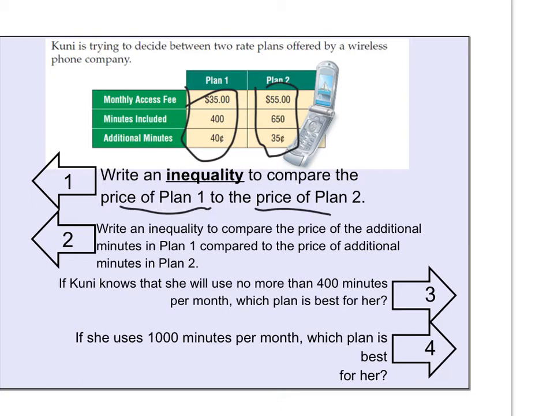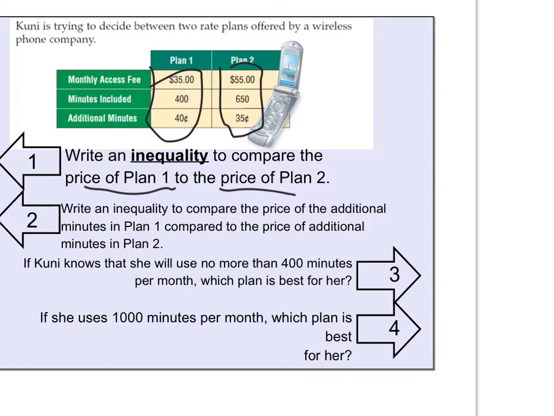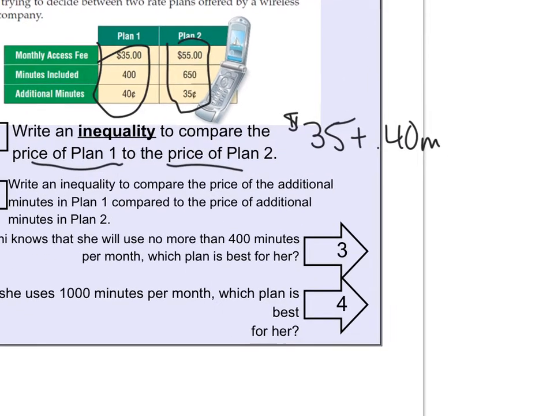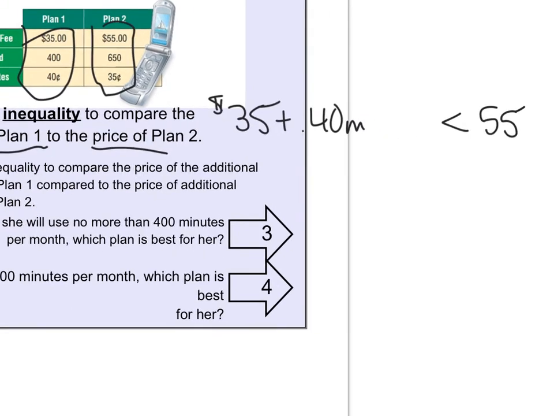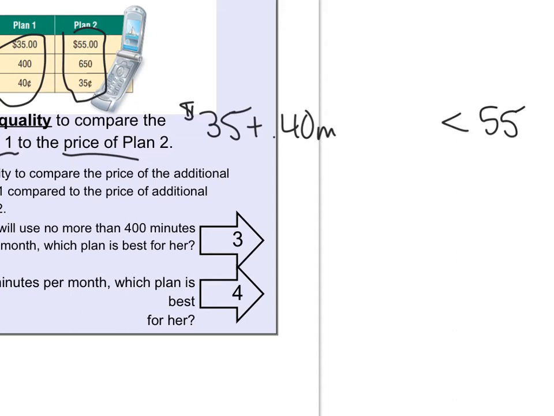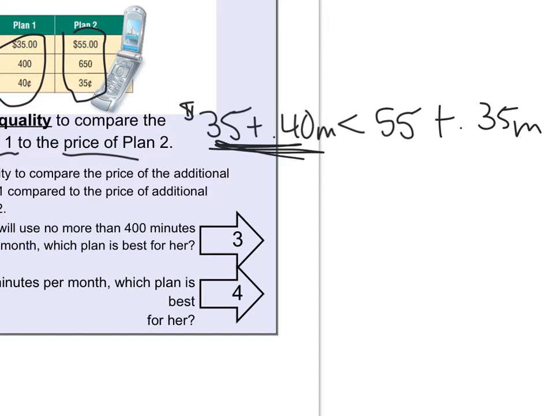So if you're looking at just the inequality, I mean just comparing the prices, all you need to do is say this. You know what, $35 plus 40 cents per minute after that is probably going to be less than $55 plus 35 cents per minute after that. So now most of the time, this is going to be cheaper until a certain point.